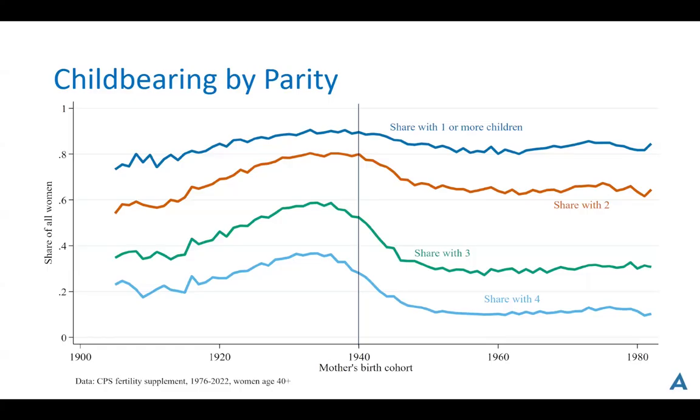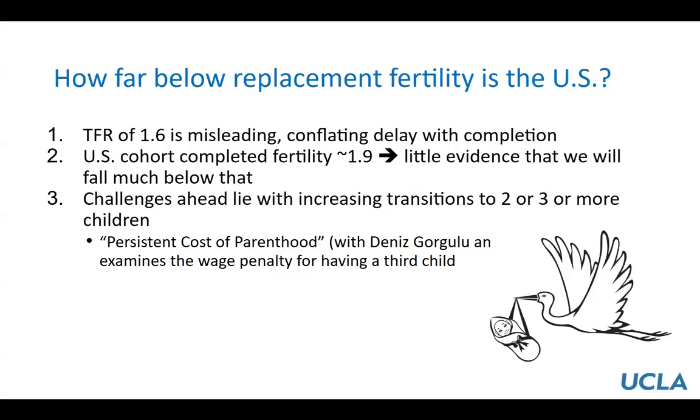And for me, this has nothing to do with the timing of first birth. This is not about the TFR falling or not. This is really much about whether people are choosing to continue with their families. Okay. So a couple of things to sum up. And I did finish on time. The TFR of 1.6 makes people think that we are not having a lot of children and that things are going to continue to decline.